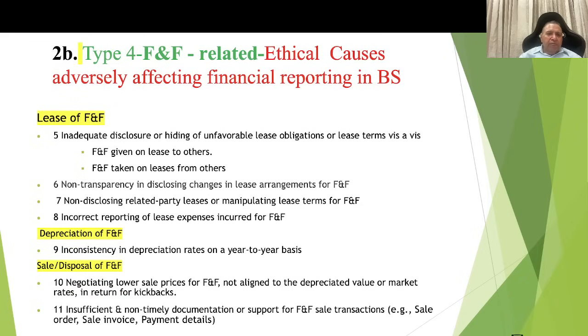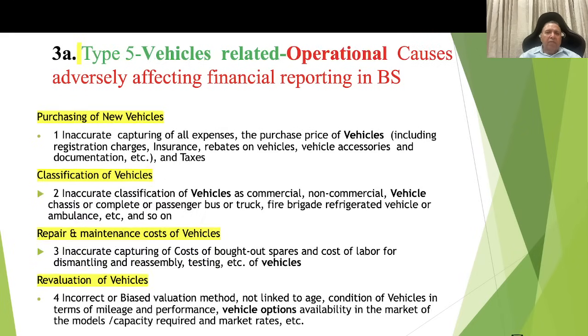Inadequate disclosures or hiding the unfavorable lease obligations, non-transparency in disclosing changes in the lease arrangements, non-disclosing the related party leases or manipulating lease terms for the F&F, incorrect reporting of the lease expenses incurred for F&F. Depreciation for F&F: inconsistency in the depreciation rates on a year-to-year basis. Sale and disposal of F&F: negotiating lower sale prices for F&F not aligned to the depreciated value or the market rates in return of kickbacks, and lastly, insufficient and non-timely documentation or support for the F&F sale transaction, that is, sales order, sale invoice, payment details, etc.